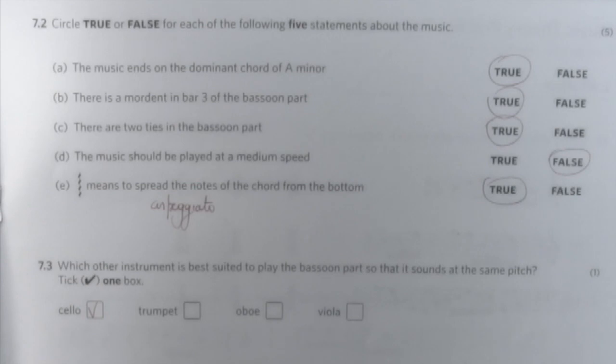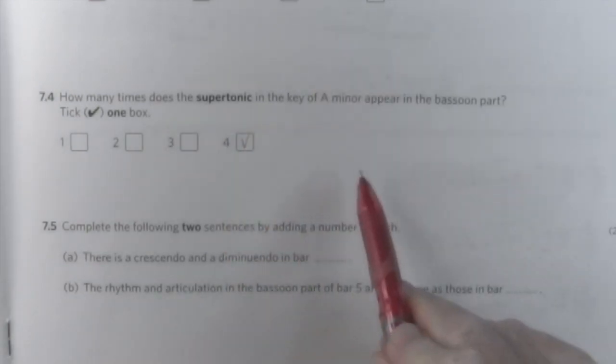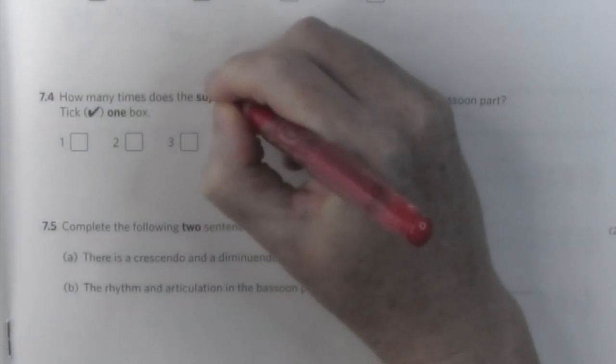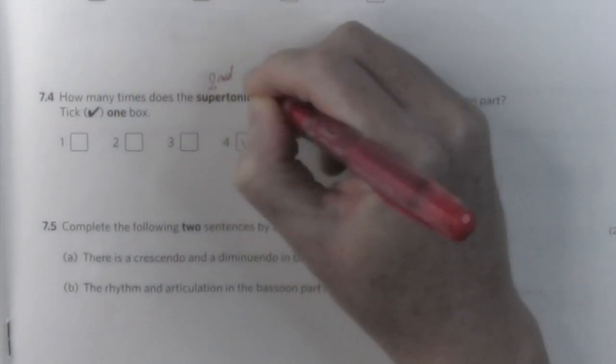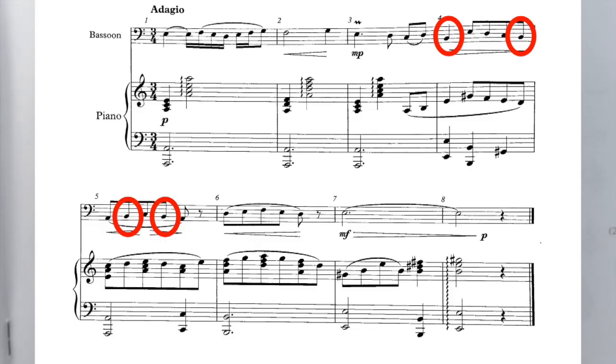Are you ready for the last two questions? Let's do them. How many times does supertonic of A minor appear in the bassoon part? The answer is 4, and here they are. The supertonic is the second degree, which is in this case B. And it appears 4 times.